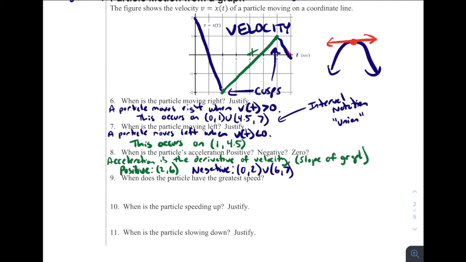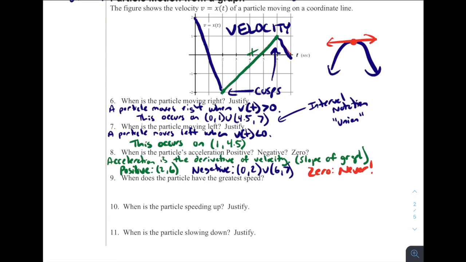So we're going to say here 0, never. So it is never 0 on this. There's no place where the slope is 0 of this velocity function. Okay, when does the particle have greatest speed?